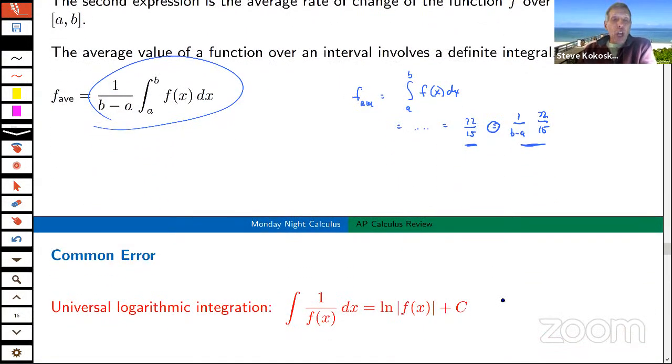This is universal logarithmic integration. I hope somebody's laughing about this one, but I'll tell you what, very common error. You can't do this unless you've got the derivative of the denominator in the numerator.